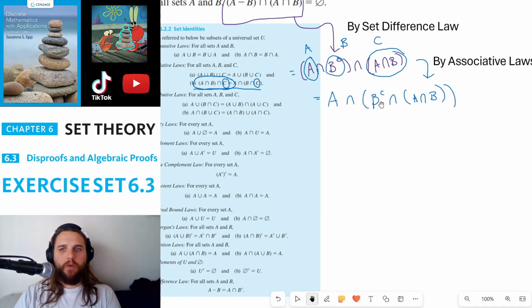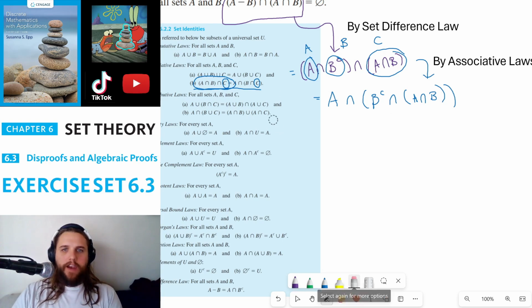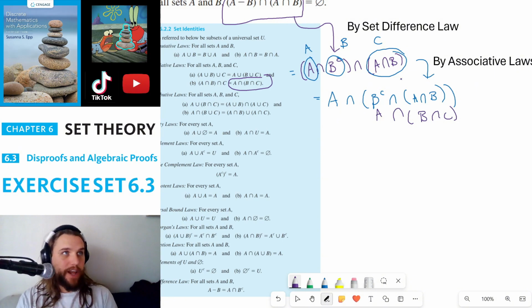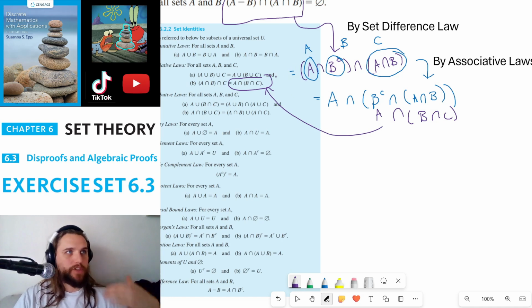Now from here, we're going to want to simplify inside of these parentheses. Again, the goal is to really group up this B complement with that B somehow. And so what I'm thinking about utilizing is the associative laws again, which says that we can rearrange the parentheses here. Now, in this case, we're actually going to be going from the right-hand side of this law, which is what the format is here. This is A intersection B intersection C. And keep in mind, the letters are not exactly the same, but in order to utilize this law, we have to figure out what is our A, what is our B, what is our C in the formula.